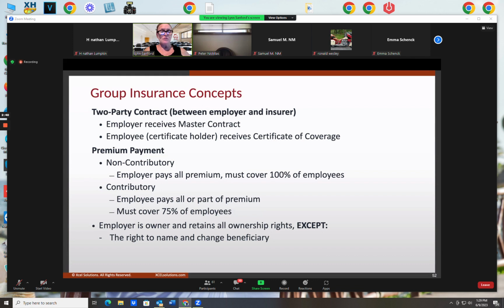So in a non-contributory plan, the employer pays all of the premium, and they must cover 100% of employees. They must have 100% participation when it is a non-contributory plan. A contributory plan means you, the employee, are paying a portion of the premium. The employee pays all or part of the premium, and the employer pays the rest. In that case, they must have 75% participation of all employees. The employer is the owner of the contract and retains all ownership rights except the right to name and change a beneficiary. That right is still given to you, the certificate holder. You would fill out a card to join the group life plan, and on that card is your name, your beneficiary.